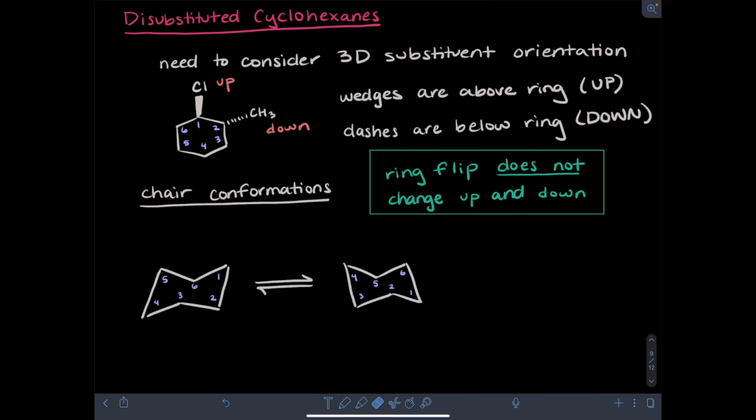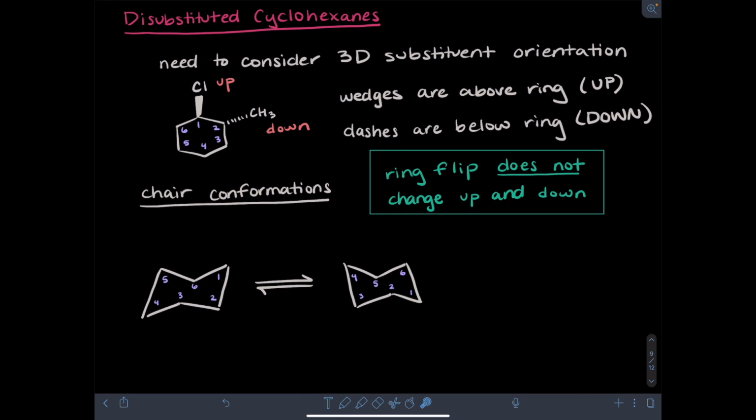I like to start by drawing two different chair conformations without the substituents drawn yet. For the chair conformation in which the upper right is the highest point on the page, I will always label that number 1. And for the chair conformations where the upper left is the highest point on the page, I always put carbon 1 at the lower right. I just like to pick this method and use it every time.